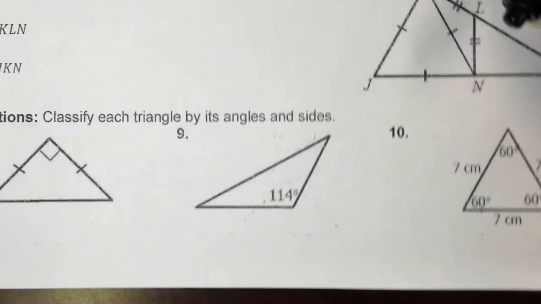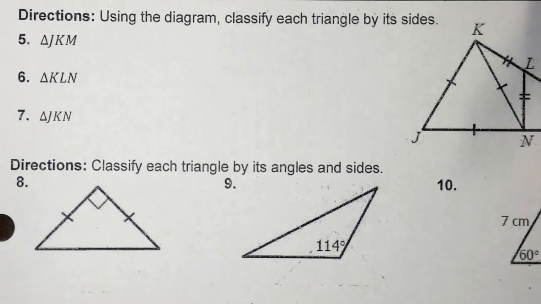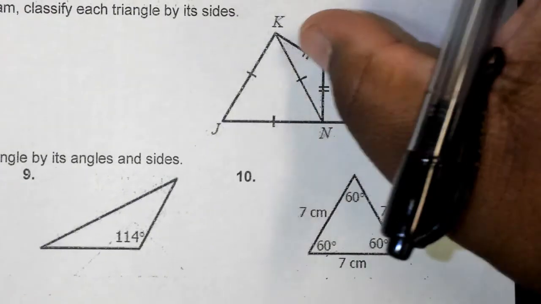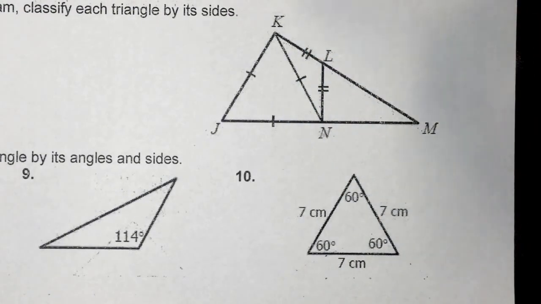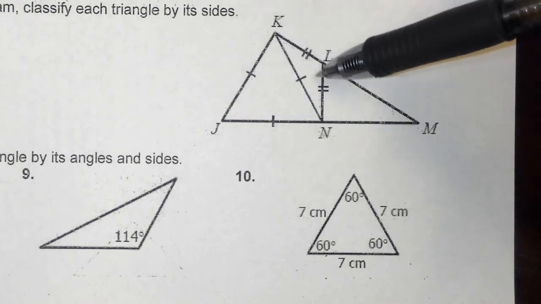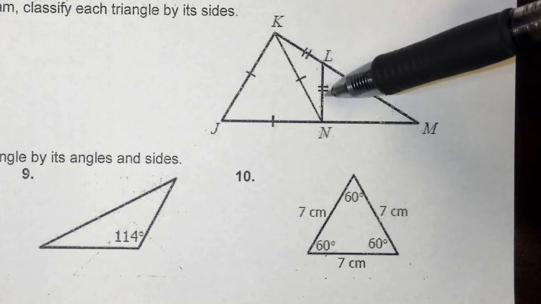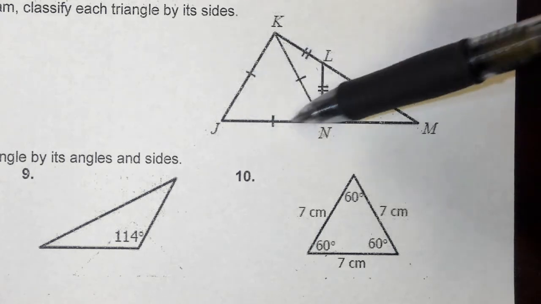So now, using the diagram, classify each triangle by its sides. So using this diagram over here, on this diagram too, they mark sides for you. They mark these sides all with the same marking. They mark these sides with different markings for a reason, telling you that these two sides are congruent to each other, but they're not congruent to these sides over here.